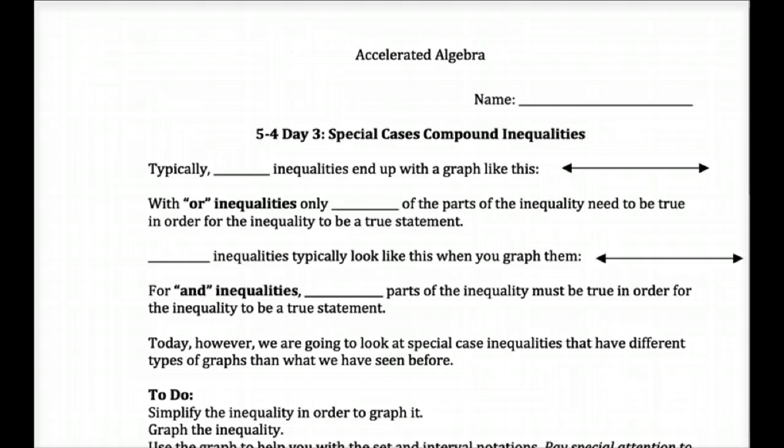Guys, does everybody agree for "or" ones? It only has to be true for one of the two cases. But for "and" ones, it has to be true for both of them. Does everybody understand that? Okay, that's kind of important.